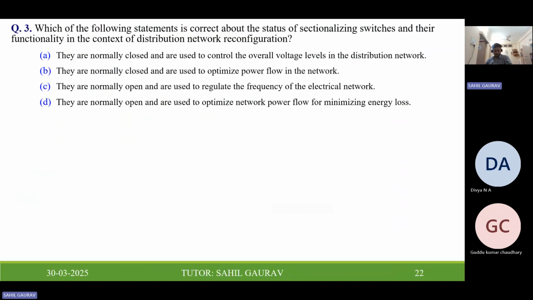Now let us see the next problem. Which of the following statements is correct about the sectionalizing switches and their functionality in the context of distribution network reconfiguration? The options are: A, they are normally closed and are used to control the overall voltage levels in the distribution network. B, they are normally closed and used to optimize power flow in the network. C, they are normally open and are used to regulate the frequency of the electrical network. And D, the last option, they are normally open and are used to optimize network power flow for minimizing energy loss.